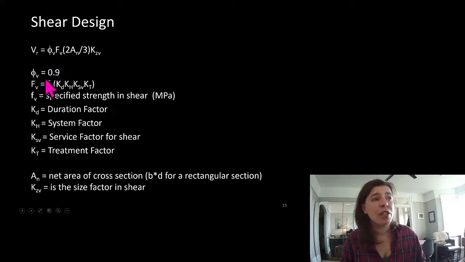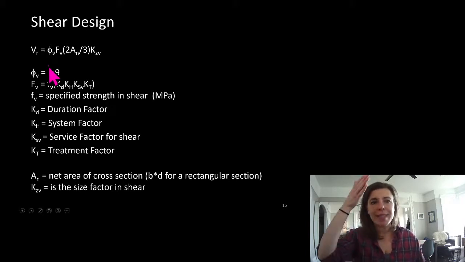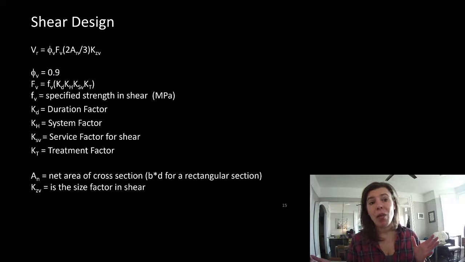Here is our reduction factor for shear. Remember, shear is based on the area that can resist shear. For steel, we only got to take the web of the element, but our wood beams are a rectangle. Now, if you remember, it was the average of the stress distribution in our steel element along the web, which was about two-thirds of the maximum stress. So in a wood element, it's going to be the same. And look, it's embedded right here, two-thirds of the net area.